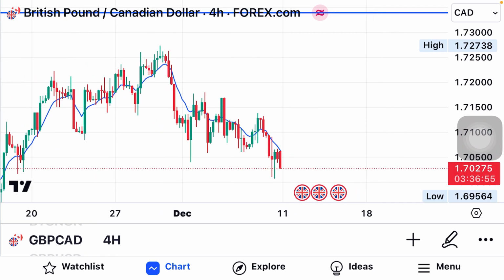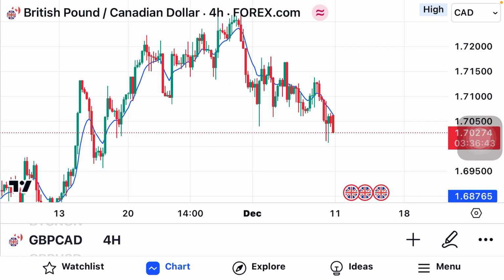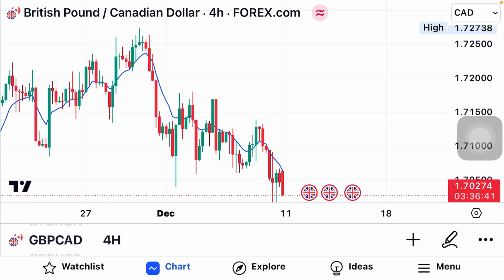The thing you want to do now is decide why you want to sell or where you want to sell. Do you understand? So why do you want to sell this market? That's the question you need to ask yourself. Why do you want to sell this market?